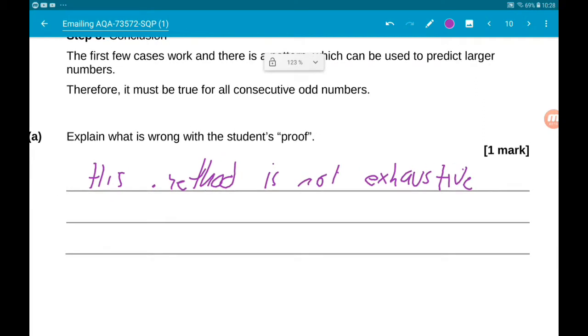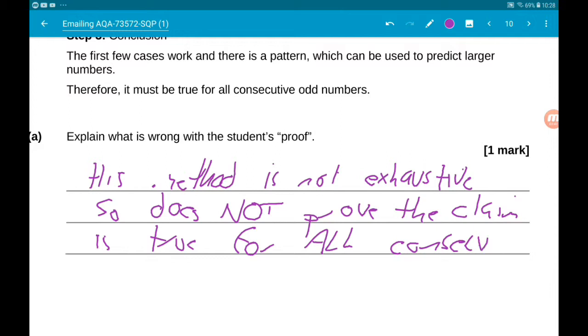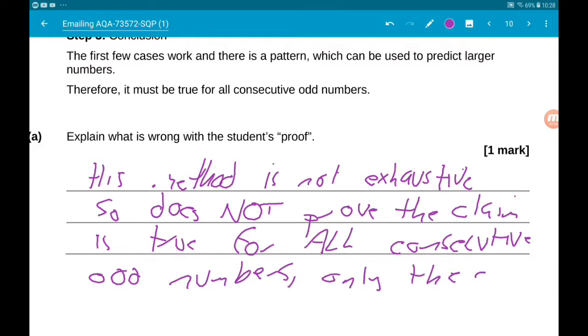so does not prove the claim is true for all consecutive odd numbers, only the ones he tried. Cool.